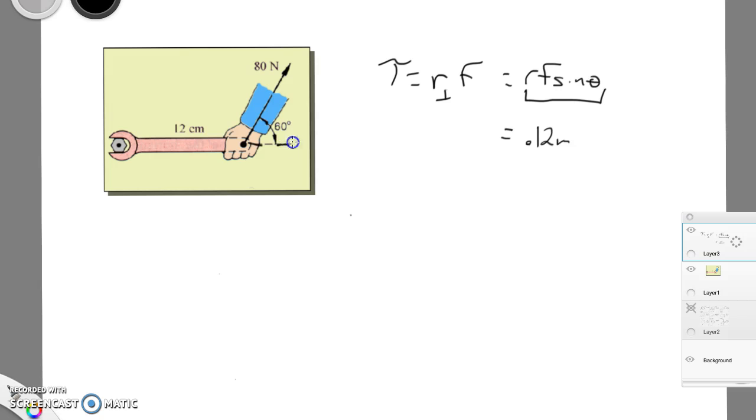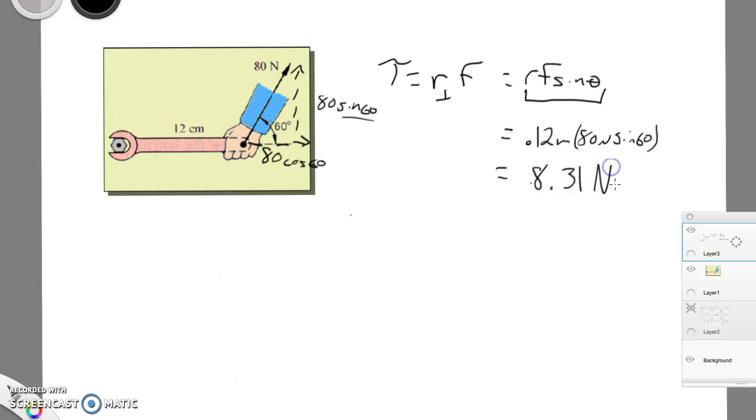So let's go back and look at the component. We have a component of the force that's pulling back on the wrench, and that would be 80 times cosine of 60. Then we have the component that's pulling up, and that would be 80 times sine of 60. Well, that's why we use sine here. So it would be 0.12 meters times 80 newtons times sine of 60. Punch that into our calculators, and you should get about 8.31 newtons times meters.